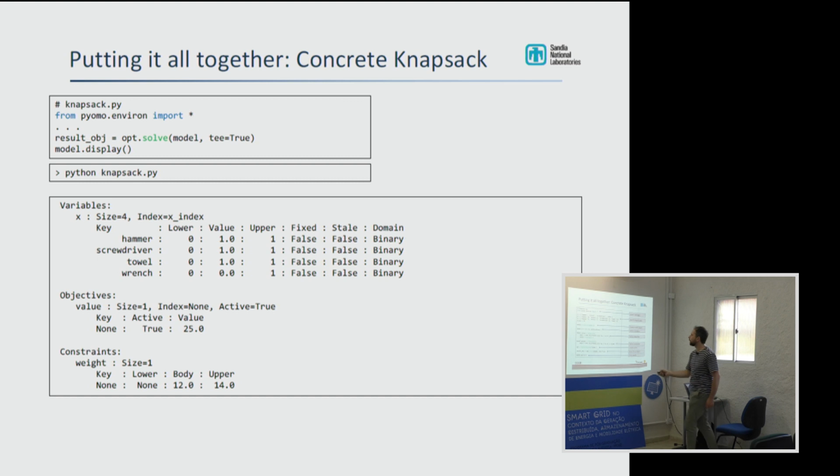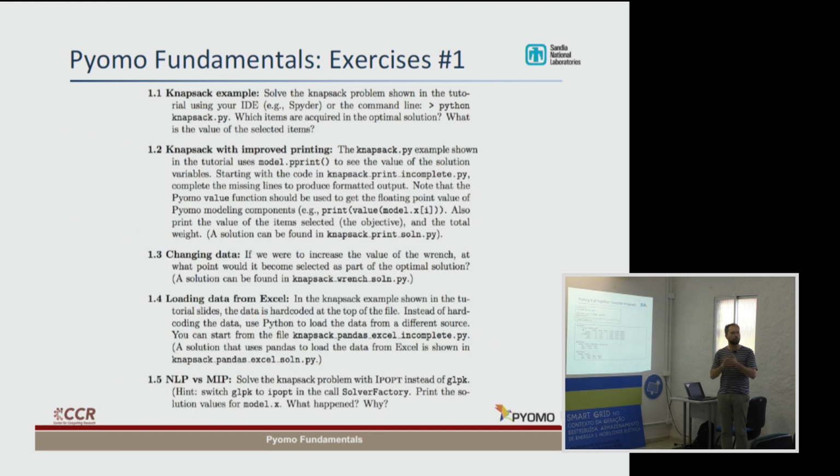In our problem, we call the objective value. So here the value is 25. This is the maximum. And the constraint, which was the weight, the upper limit was 14, but actually we reached 12. Other questions? If no, we will start the break, and I will make a tour to see what the problems are.